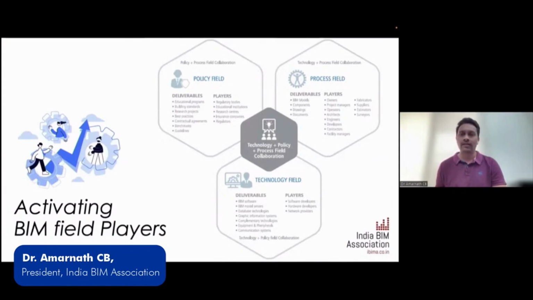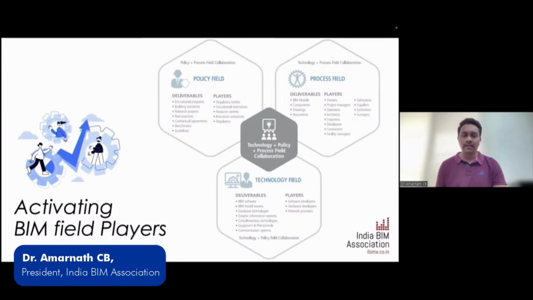So policy, when I say, these are regulatory bodies, education institutions, research centers, regulators and so on. Process field are the actual people involved in delivering the projects and using the projects. It's like owners, project managers, operators, architects, engineers, developers, contractors, and so on. And technology field is like software vendors and hardware developers and network providers.